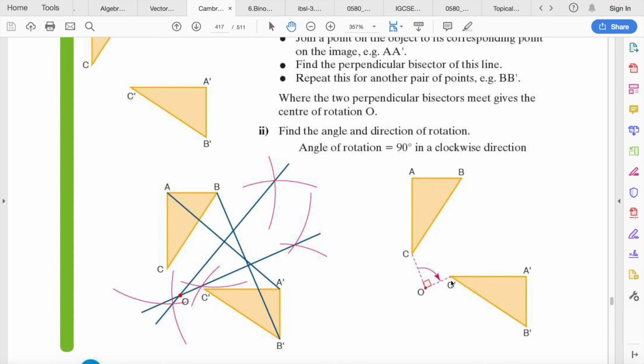Try to use the points which are closer, then you need to construct smaller lines. Now, they are joined, and measure this angle. Do you see? This angle is a 90-degree angle clockwise, or you can say 270 anti-clockwise, but mainly the acute angle is mentioned, at most 180. So here the angle of rotation is 90-degree clockwise.